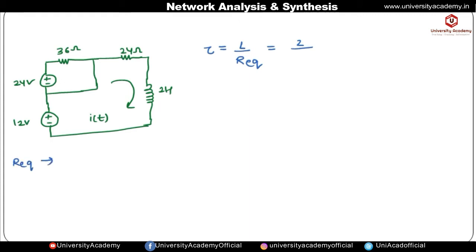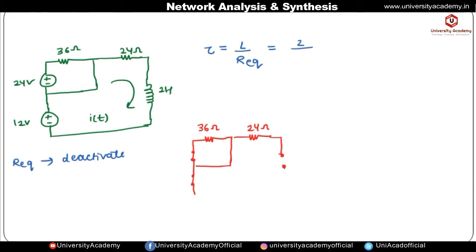In order to calculate the R equivalent, we have to deactivate the circuit. It means both these voltage sources will be replaced by short circuits, because the internal resistance of a voltage source is 0. This is a 36 ohm resistance, this is 24 ohm, and this is 36 ohm. We will calculate the R equivalent across the inductor terminals.